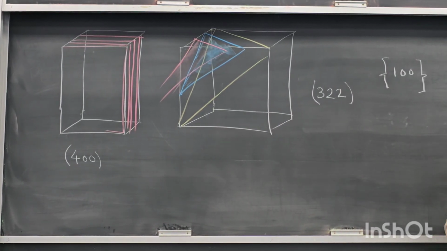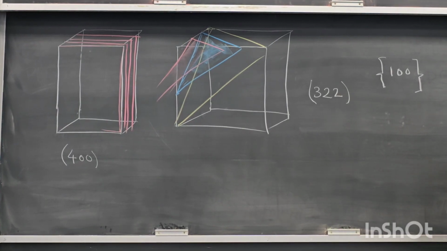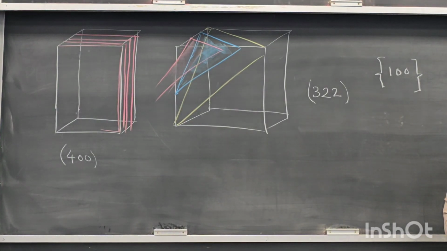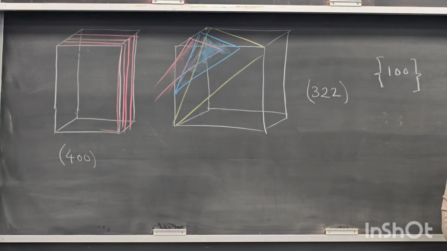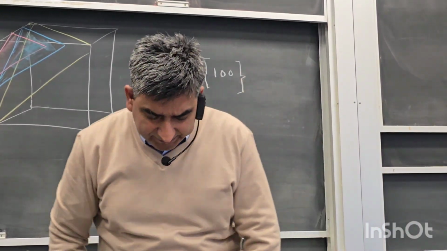So this family of planes 100 will be 100, all 6 faces of the unit cell. So they will form a family of planes. So this is how directions are specified and how planes are specified.